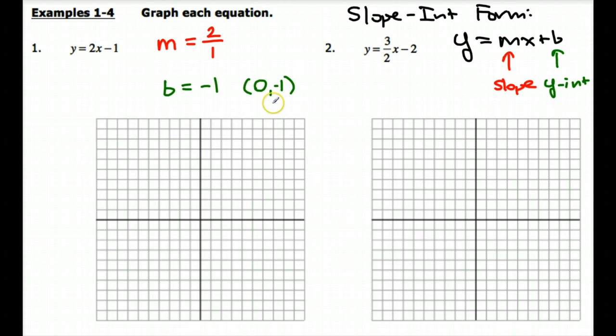Whenever you're doing a graph, you're always going to start by plotting your y-intercept. So we have (0, negative 1), and I'm going to start my graph right there. I know that my graph is going to be going through this point (0, negative 1).